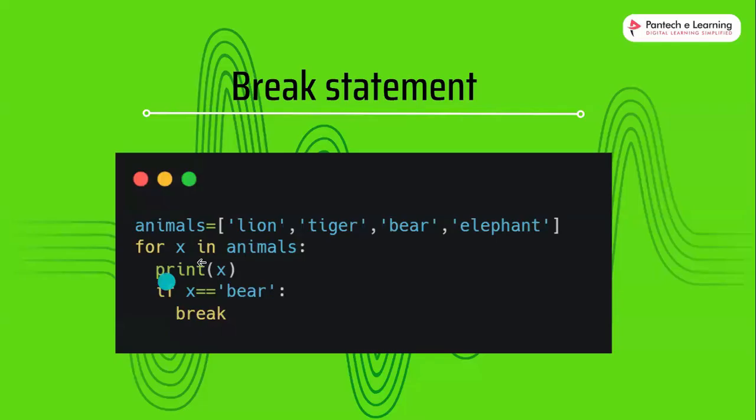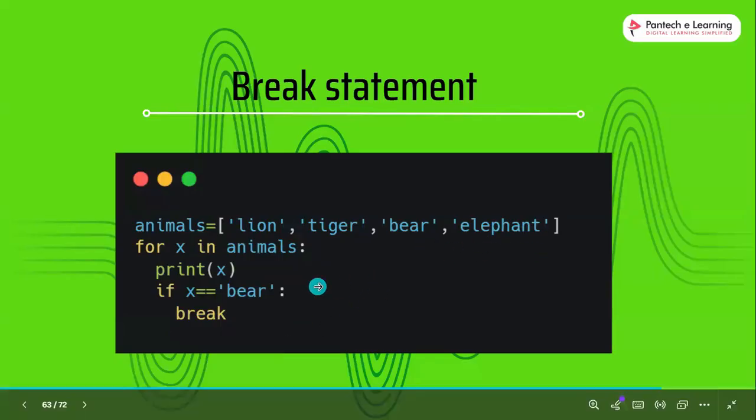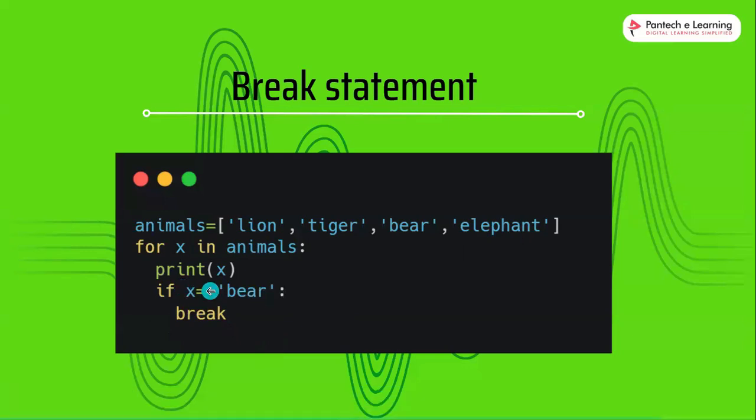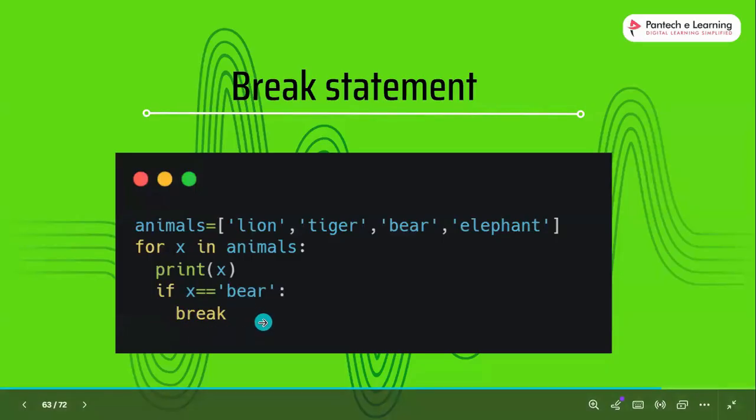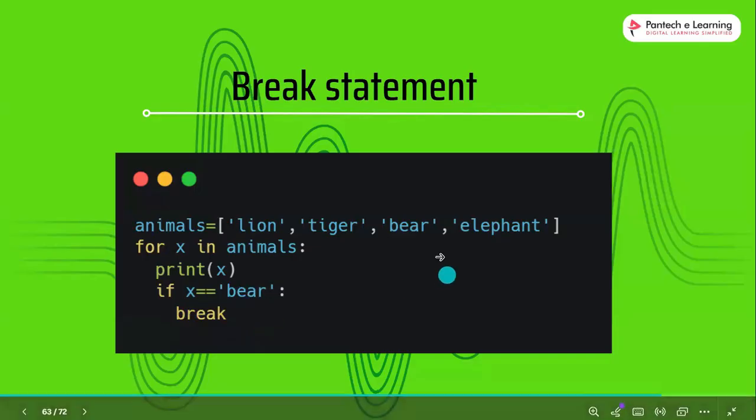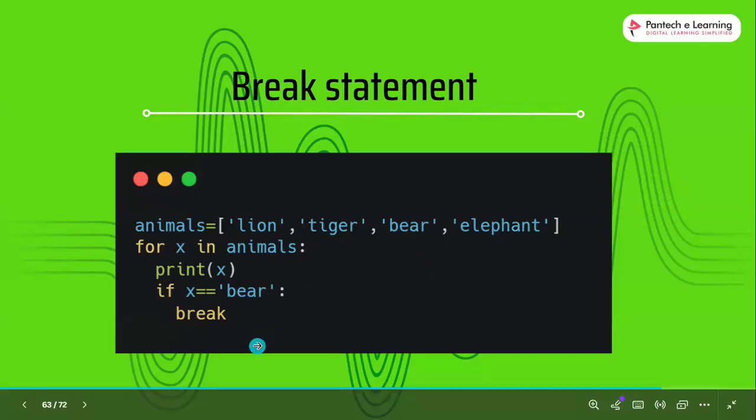Okay. So the for loop's normal function is to finish the whole sequence: lion, tiger, bear, till elephant. Only when the elephant value has been executed is the loop stopped. But in this break function, if x is equal to bear, then the condition is true. X is bear, equal to bear, means the condition is true. Automatically break will be applied and the loop is stopped. Bear is the last value, and elephant is not executed.